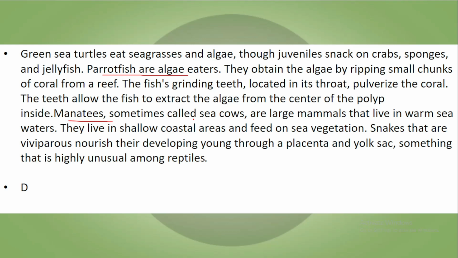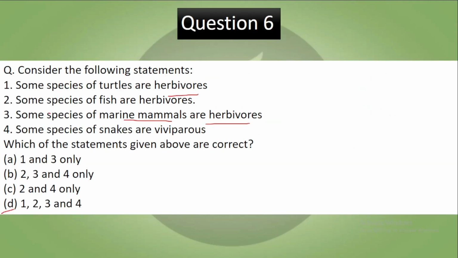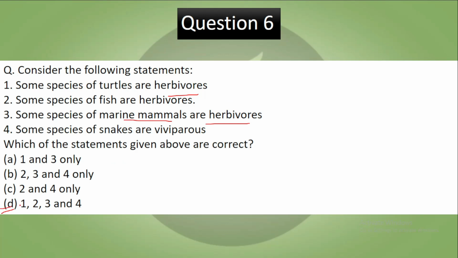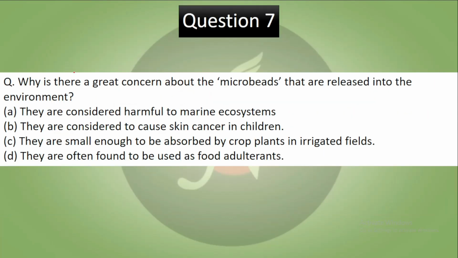Manatees, sometimes called the sea cows, are large mammals that live in warm sea waters in the Gulf of Mannar. Some species of snakes are viviparous. So snakes that are viviparous nourish their developing children through a placenta and a yolk sac. Something that is highly unusual among reptiles, but yes, there are exceptions. So it is D.